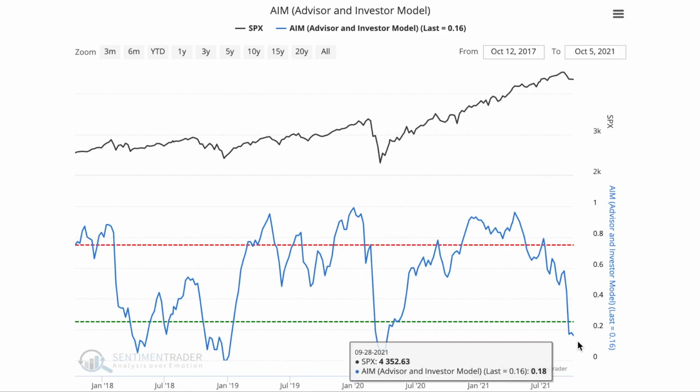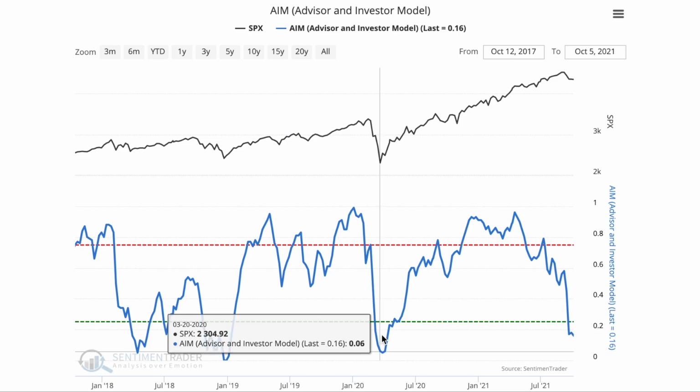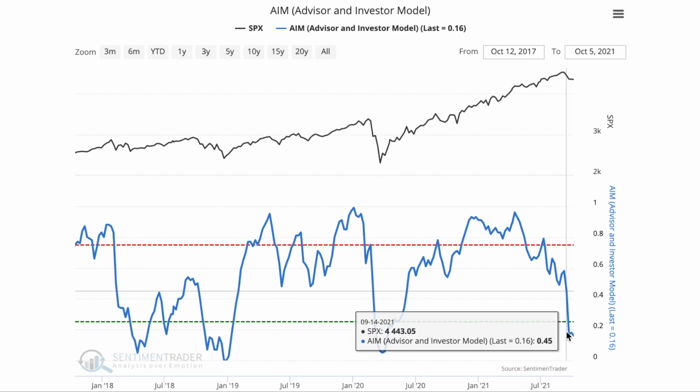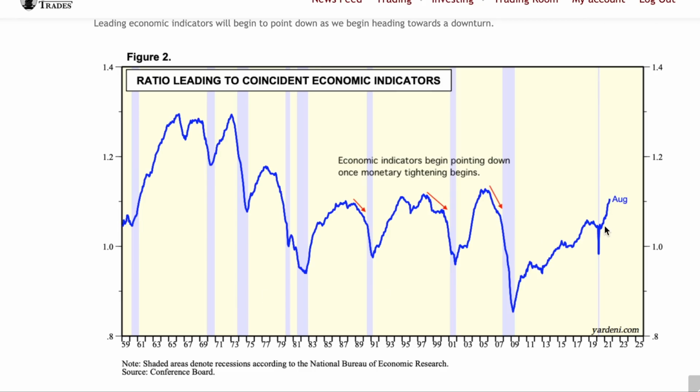We're seeing the same level of investor fear to what we saw during a pandemic with global shutdowns. Nothing is happening right now. Economic indicators are pointing up. We're not seeing signs of a slowdown like we typically see before major recessions.